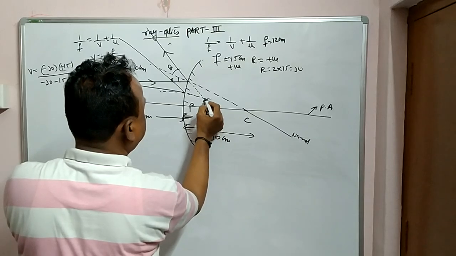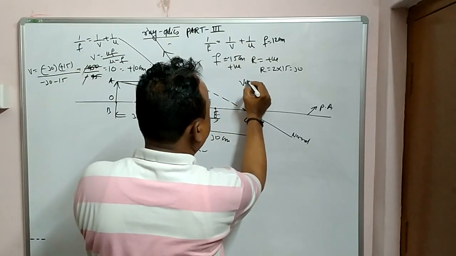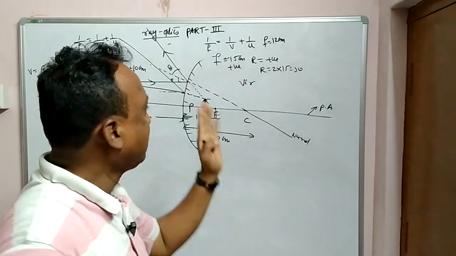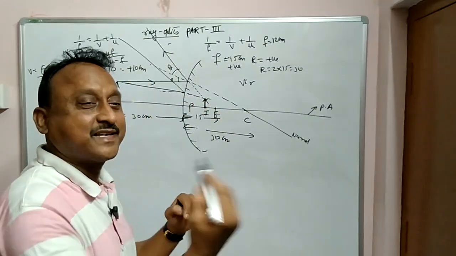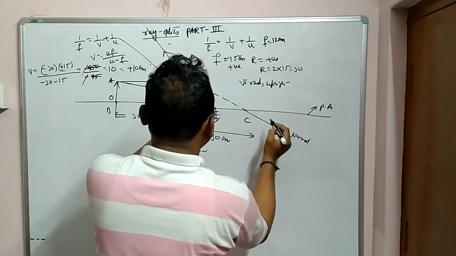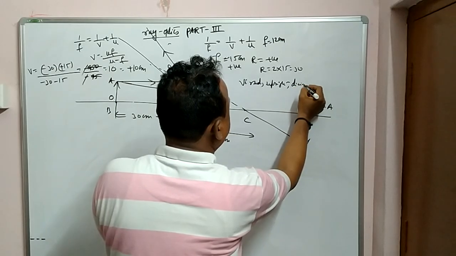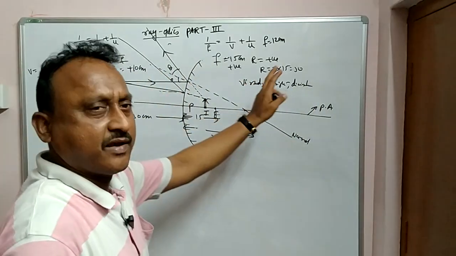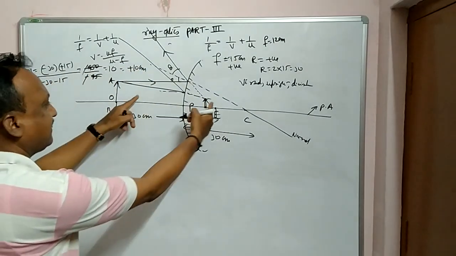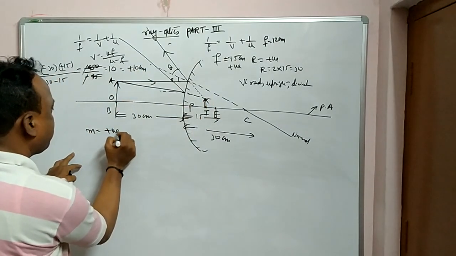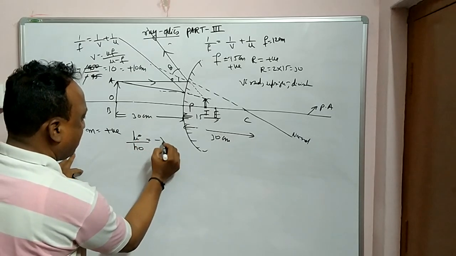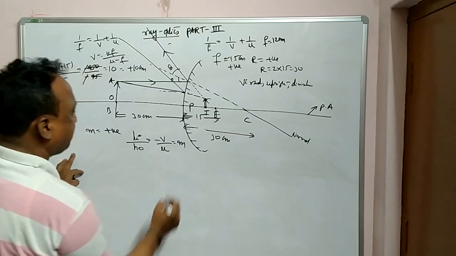So if you observe carefully here, the image is virtual because it is at the back side of the mirror. I told you in a convex mirror the image will always be at the back side, that is virtual, upright and little diminished. So I told you whenever the image is virtual and upright, what is magnification? Both sides, same side. So magnification is positive, that is height of the image by height of the object is equal to minus v by u, and this is m.